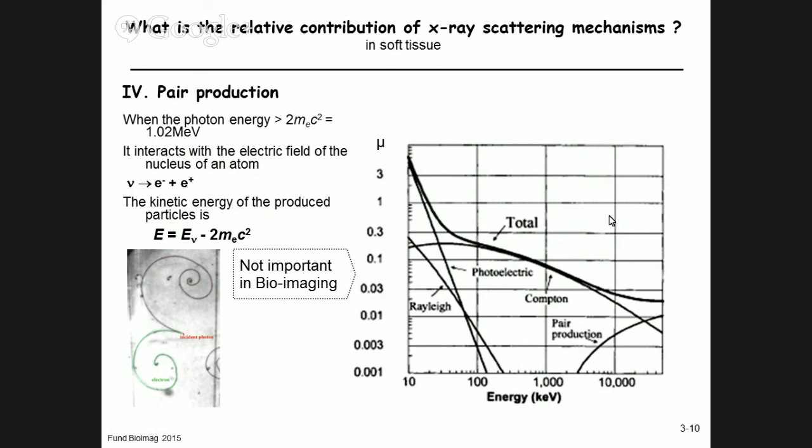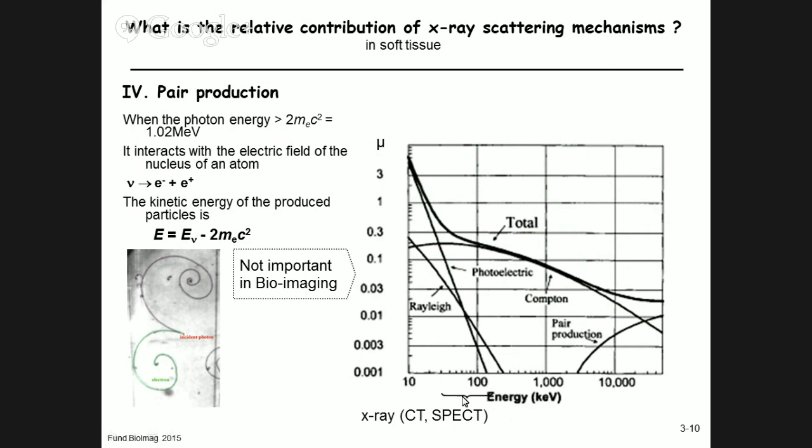So these are the individual contributions. And when you sum them together, this is your linear attenuation coefficient as a function of photon energy. You can see it's a fairly complex function. Now, the good news is I've given you all the basic interactions. And the good news is 2 of them we can just forget for biomedical applications. That's Rayleigh scattering and pair production. They're really not important.